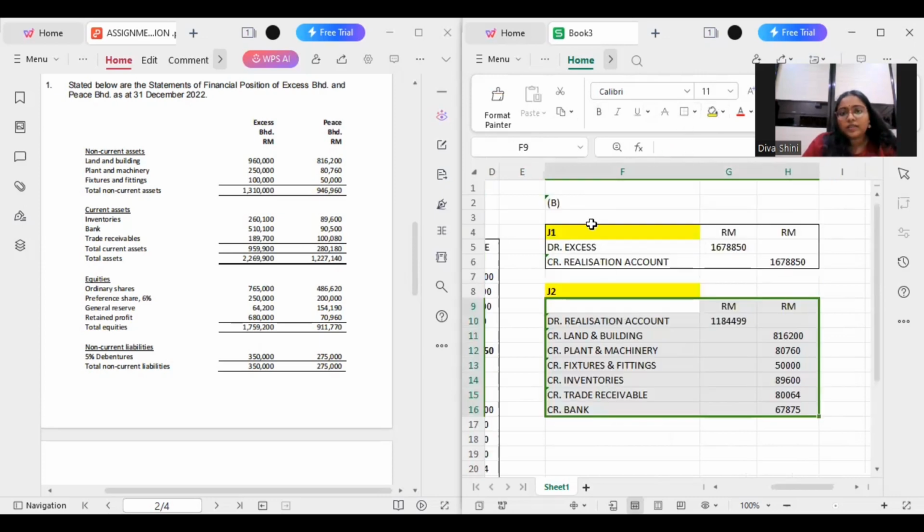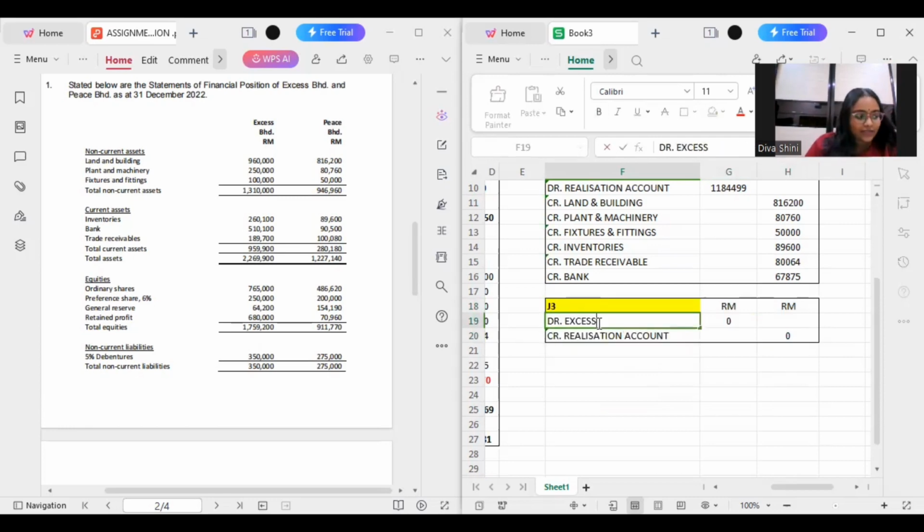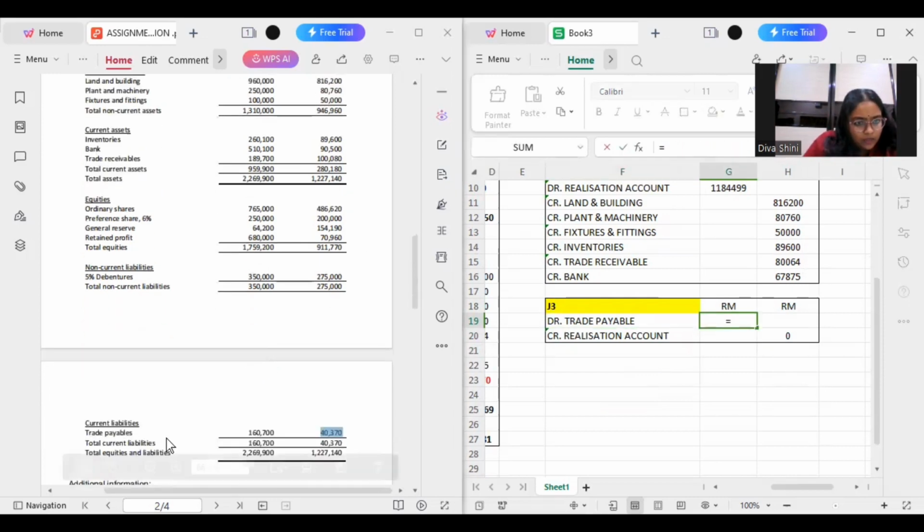For J3, we need to transfer out the liabilities. J3 transfers the liability, which is the trade payable. So we debit the trade payable and credit the realization account, and the amount is also taken from Peace, which is 40,370.